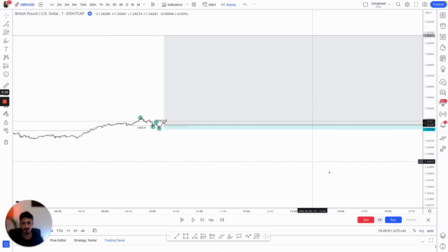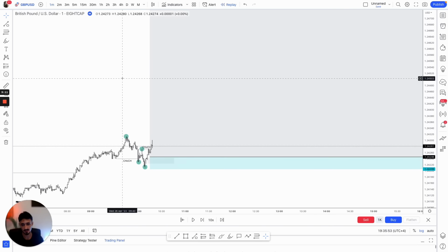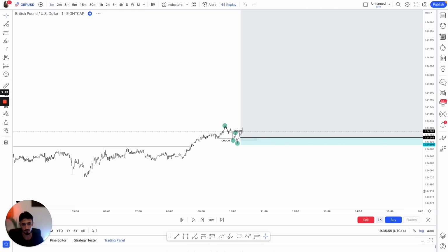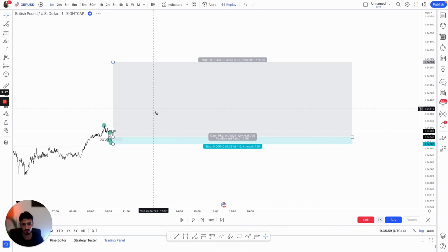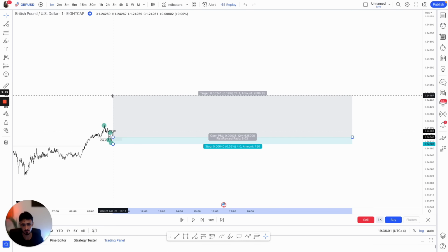So that is essentially the position that we'll be looking to take, and then what we want to do is pull risk down until we get to a 1 to 5, so I can take 50% of the position.